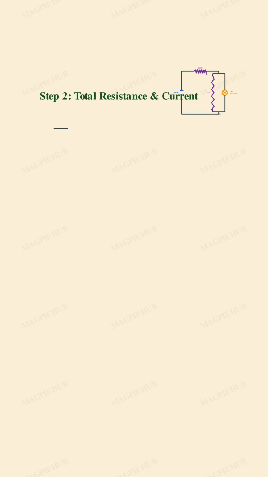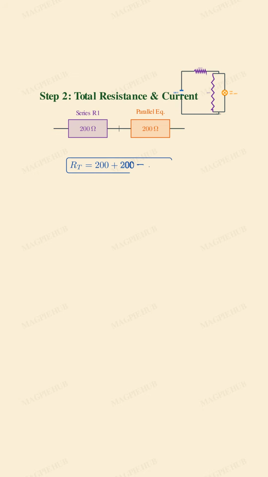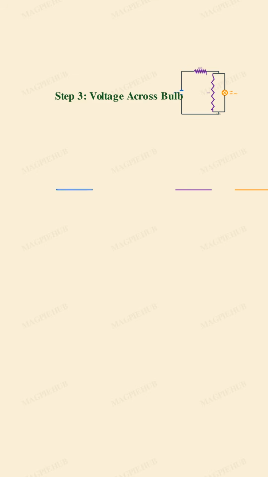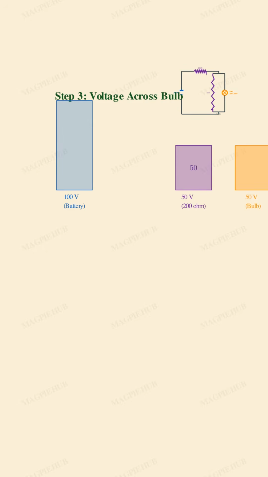Step 2. The 200 ohm resistor is in series with the 200 ohm equivalent parallel resistance. So the total circuit resistance is 200 plus 200, which equals 400 ohms. The total current from the battery is V over R total, which is 100 divided by 400, giving us 0.25 amperes. Step 3. The voltage across the parallel combination, which is the same as the voltage across the bulb, equals the current times the equivalent parallel resistance. That is 0.25 times 200, which gives us 50 volts.